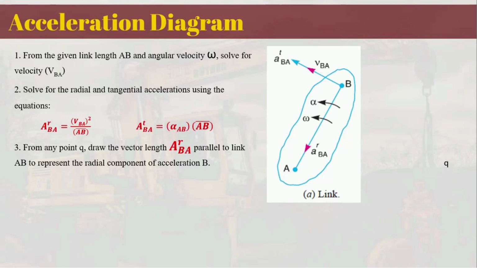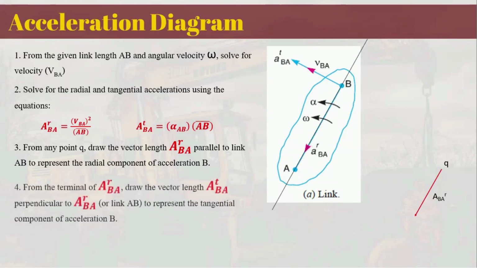Draw the vector length which represents our radial component. The radial component must be parallel to the link AB because, as stated a while ago, it should be towards the center. So this is our link AB, and our radial component must be parallel to this particular link. You draw that from point Q, representing the acceleration scale of your radial component of the acceleration. As you can see, they are parallel.